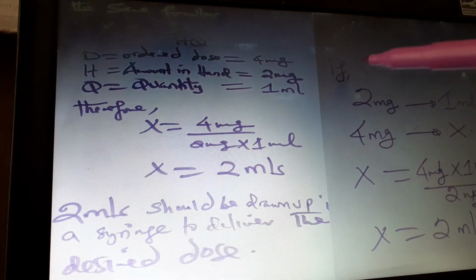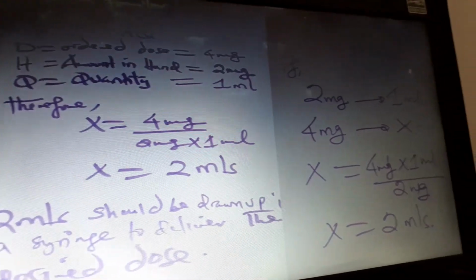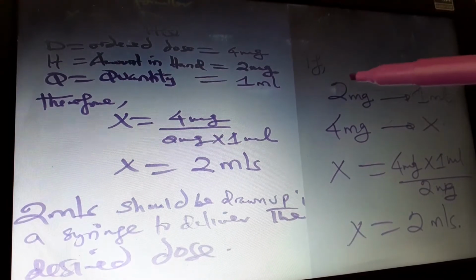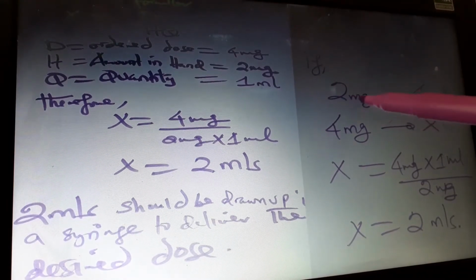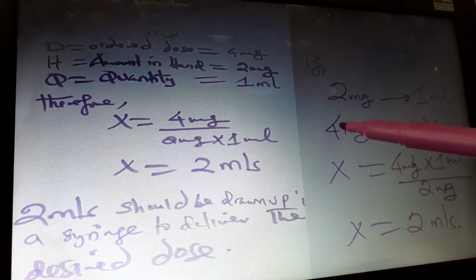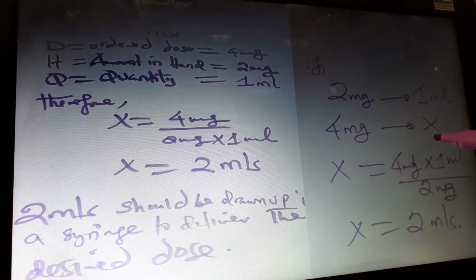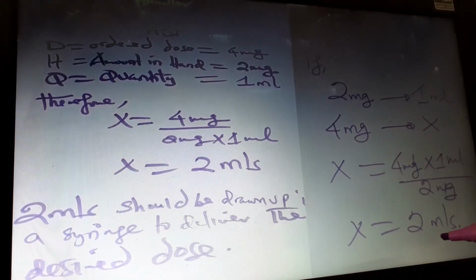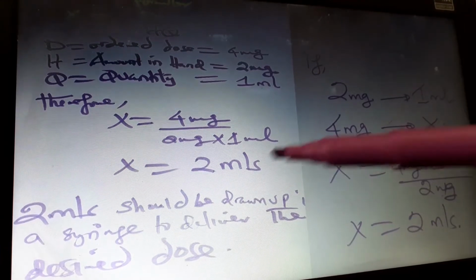Alternatively, you can do that. If 2 milligrams are in 1 ml, if I want to give 4 milligrams, how much will I give? So you do it by cross multiplication. You will have 4 milligrams times 1 over 2. You will get the same answer, 2 ml, as indicated there.